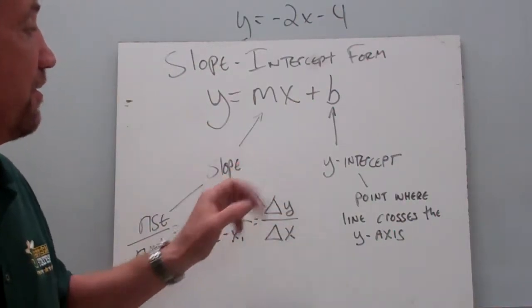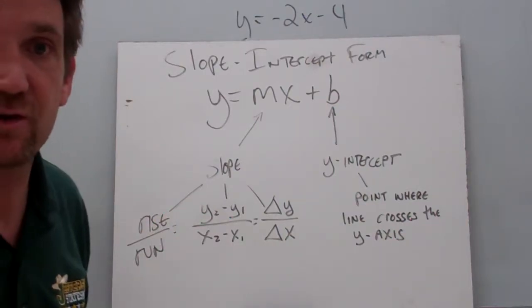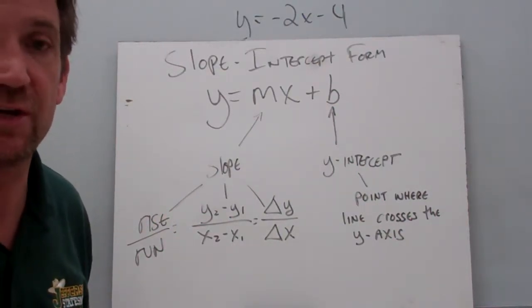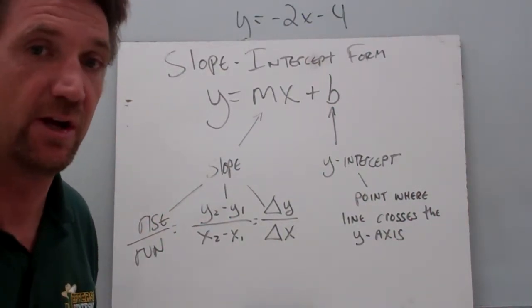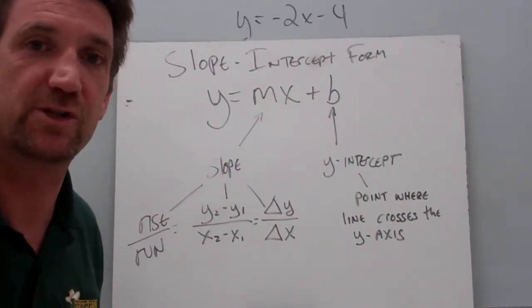Remember, slope refers to the line's steepness. We often call it rise over run, or the vertical change over the horizontal change. And basically we're talking about how steep the line is. It's referring to its slope.